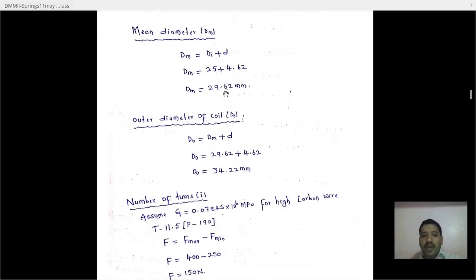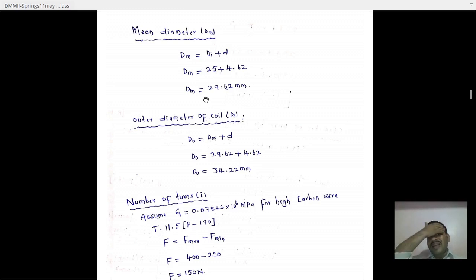Is it right? After that we need to find out the mean diameter of the spring. Already we have solved this value. The mean diameter Dm is equal to Di plus d. Di value, how much is there? 25 plus d, how much? 4.62. How much will we get for the mean here? The mean diameter you will get is 29.62 mm.